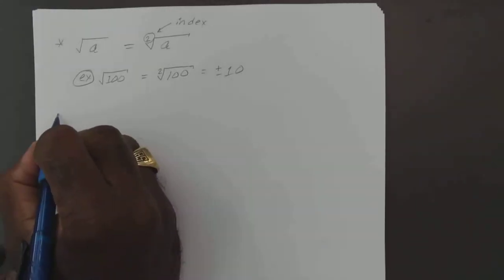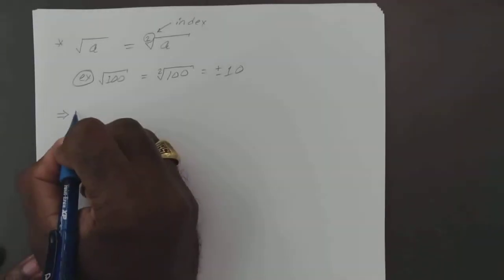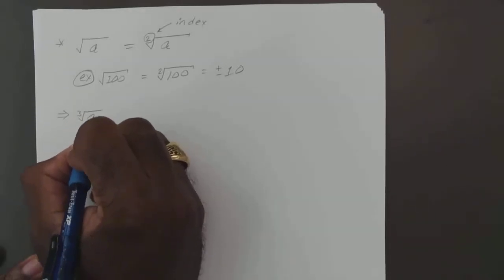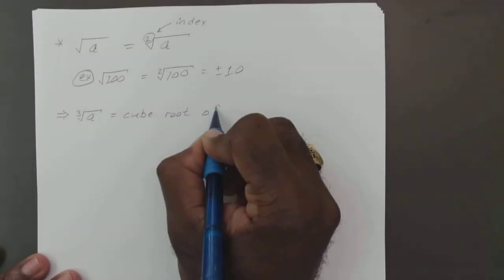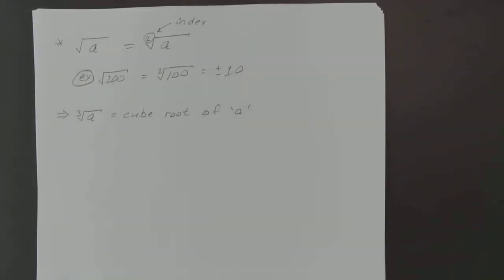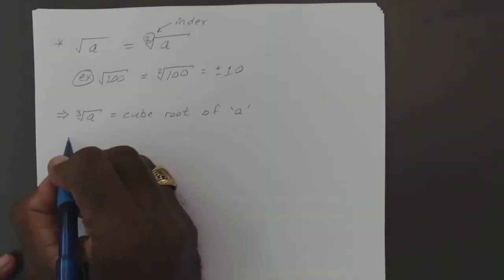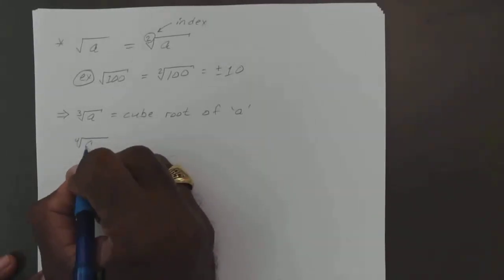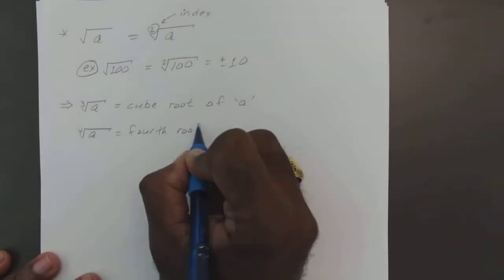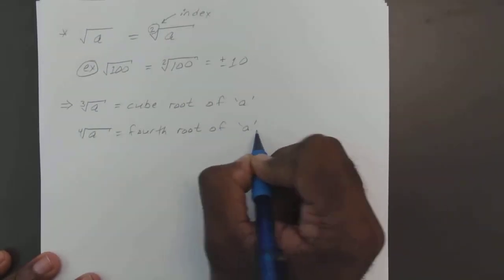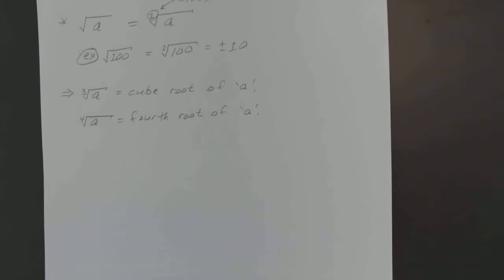Okay. And actually that index can keep going up. So if that index was a 3, we know if it's a 2, it's a square root. If it's a 3, it's the cube root of A. Okay, so if it's a 4, it's the 4th root of A. Then it goes 5th root, 6th root, 7th root, etc.